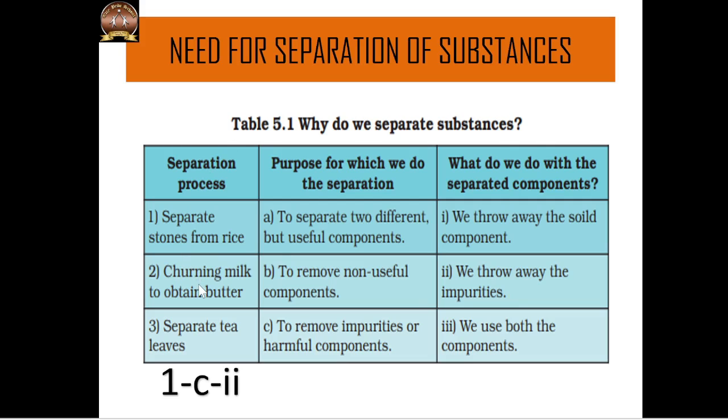Let's go to the second separation process, that is churning milk to obtain butter. Here, what is the purpose for which we do the separation? Yes, we separate milk from butter to separate two different but useful components. Because when you separate butter from milk, you get butter and buttermilk, and both are quite useful to us. Both are very nutritious and very good for us.